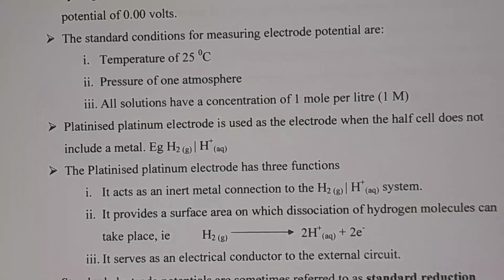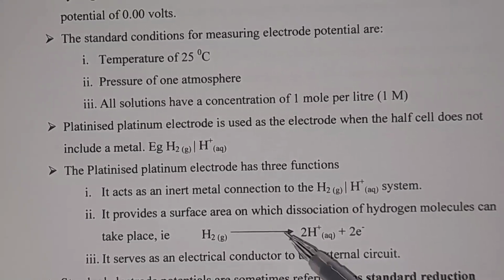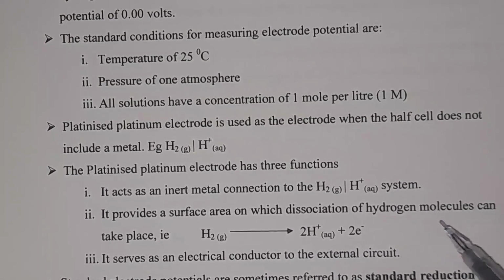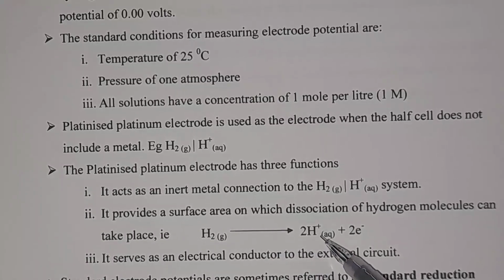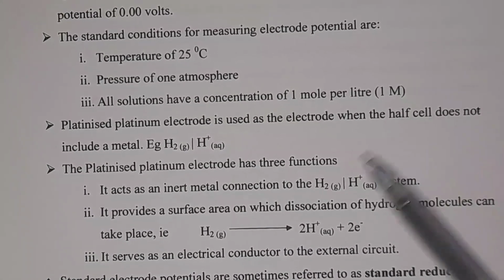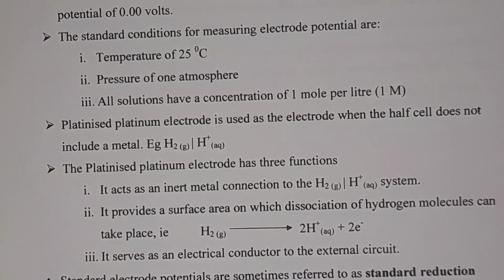Number 2, it provides a surface on which dissociation of hydrogen molecules can take place, that is, hydrogen gas losing electrons, or ionizing to form hydrogen ions and also 2 electrons. Number 3, it serves as an electrical conductor to the external circuit.